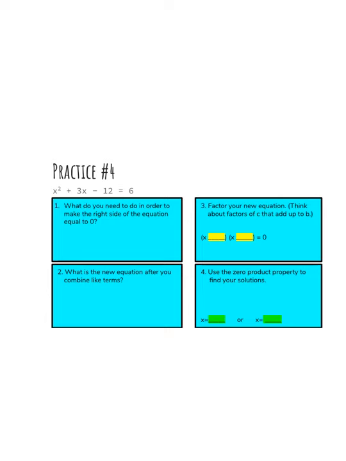All right, last one. So again, we have to get one side of the equation to equal 0. Oh, so there's just one thing over here this time. So let's do minus 6 on both sides. All right, so that's going to give us, when we combine like terms, x squared plus 3x minus 18 equals 0. So factors of c that add up to b.